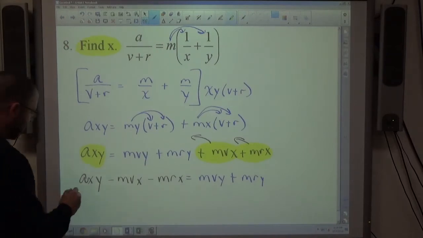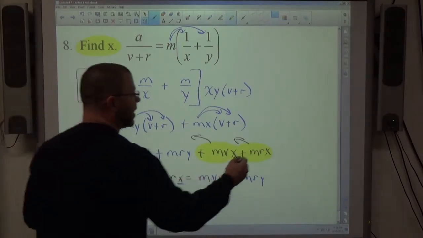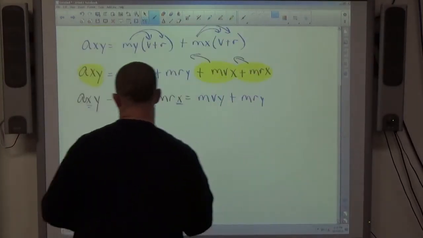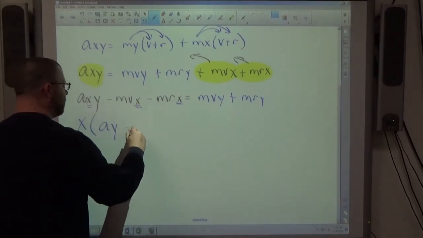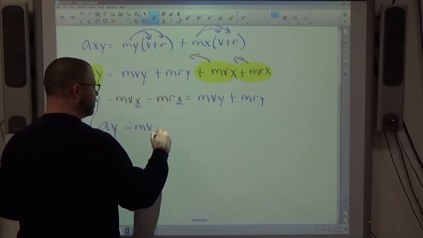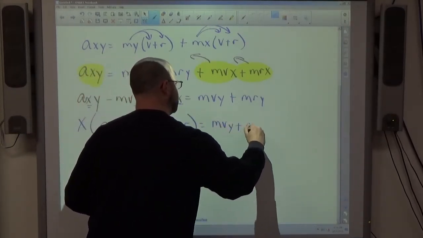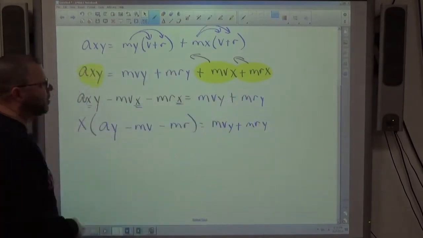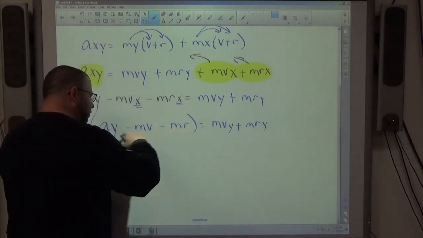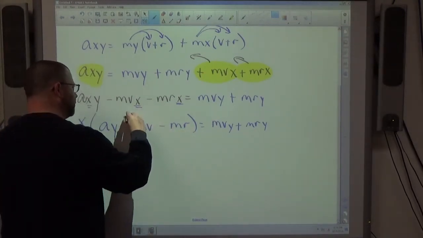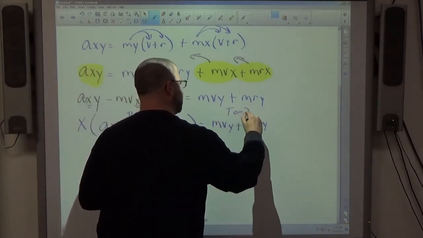The left-hand side now contains a common factor of x, so we're going to take that common factor of x out. If I take x out of this term, I'm left with ay. Take x out of this term, minus mv. Take x out of this term, minus mr. When you're doing that step, nothing happens to the right-hand side. Final step, I want x equals, so I have to divide by the stuff being multiplied by x. So this stuff goes on the bottom, and this stuff goes on top every time.